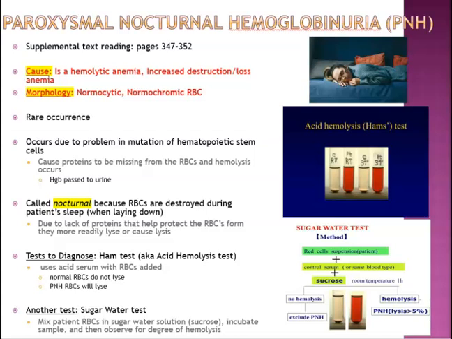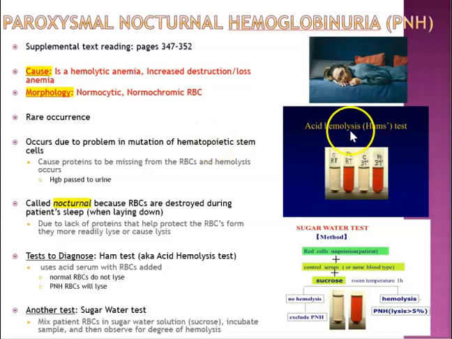Due to the lack of proteins that help protect red blood cells, as the red blood cells form, they will more readily lyse, or hemolysis will happen. Tests used to diagnose PNH are the Ham's test and the sugar water test. The Ham's test is also known as the acid hemolysis test. Acid serum is mixed with the red blood cells, and normal red blood cells do not lyse, but in patients with PNH, the red blood cells will lyse.